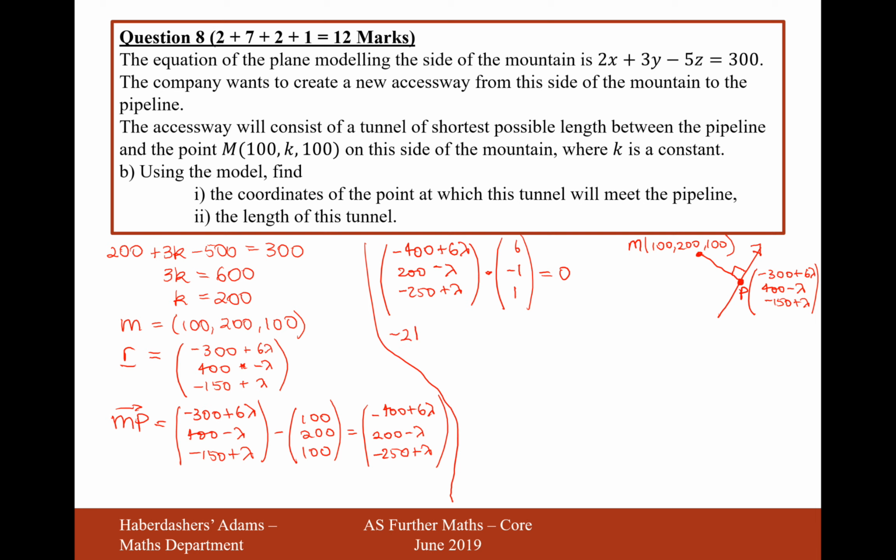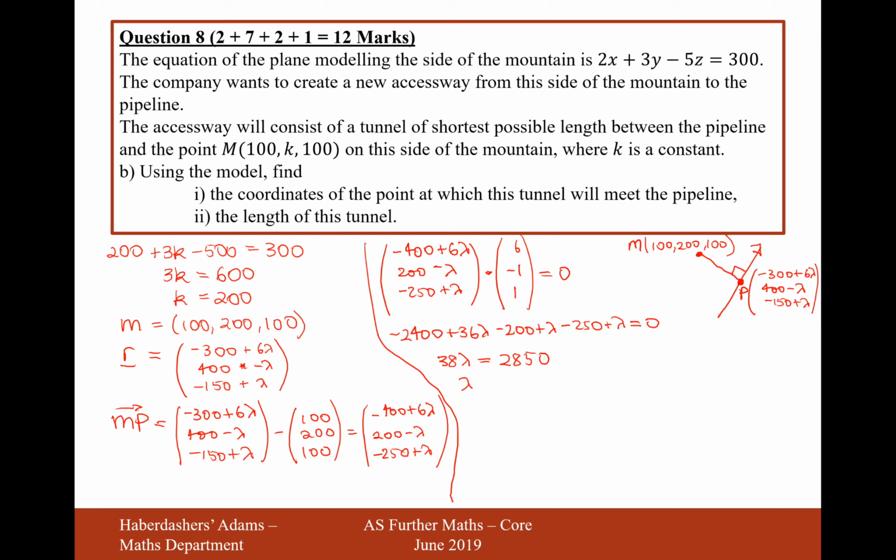It's going to be minus 2,400 plus 36 lambda, minus 200 plus lambda, and then minus 250 plus lambda equals 0. Let's simplify all of the lambdas. That'll be 38 lambda, and then move all of the numbers onto the other side. So it's going to be 2,400 positive on the other side, 200 positive on the other side, and 250 positive on the other side. That's going to give us 2850.